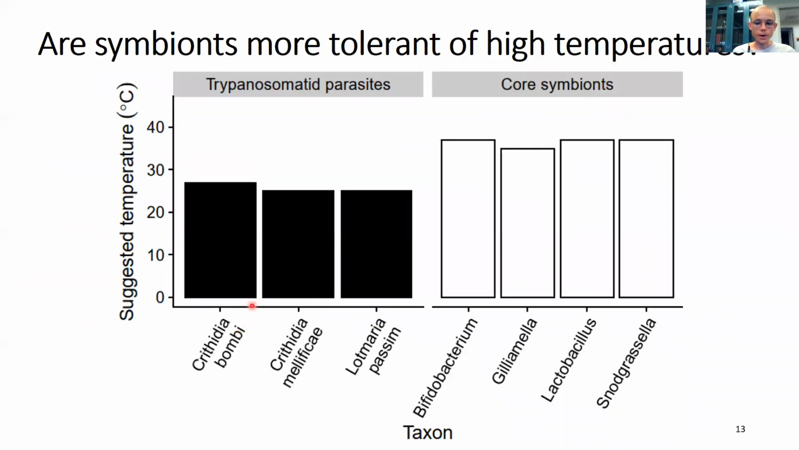Crithidia bombi and other trypanosomatid parasites of bees have recommended culturing temperatures of 25 to 27 degrees. Recommended culturing temperatures for all 4 genera of core gut symbionts are a full 10 degrees higher. This suggests that the core symbionts have higher thermotolerance than do the parasites, such that high or fever-like temperatures could eliminate parasites without harming beneficial gut bacteria. I'll be focusing on interactions between Crithidia bombi and the symbiont Lactobacillus bombicola, a dominant member of the bacterial community in the bumblebee hindgut, where Crithidia infection establishes.